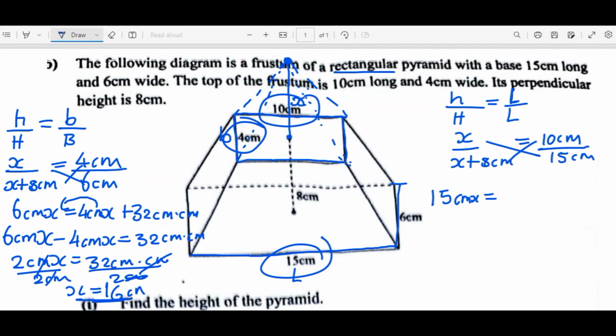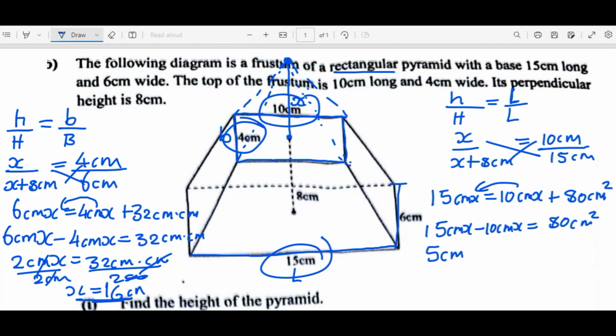10 centimeters times x will give us 10 centimeters x plus 10 times 8 will give us 80 centimeters squared. Then we shift 10 centimeters x to the left side, giving us minus. Right, so we can now do some substitution. 15 centimeters x minus 10 centimeters x will give us 5 centimeters x is equal to 80 centimeters.